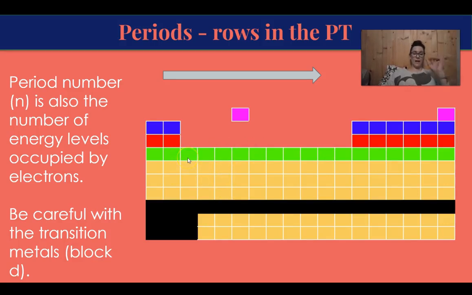And of course, be careful with the transition metals, which is the D block here, because remember, this row here isn't actually the 4th energy level. It's 3D, so it's actually in the 3rd energy level. So yeah, don't get that confused.